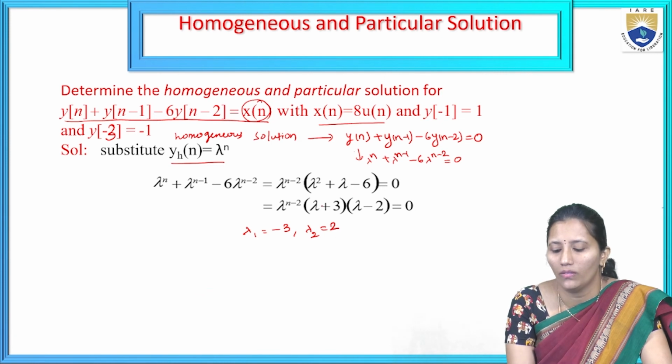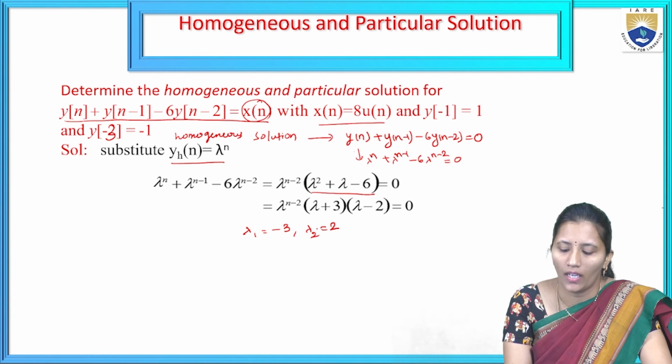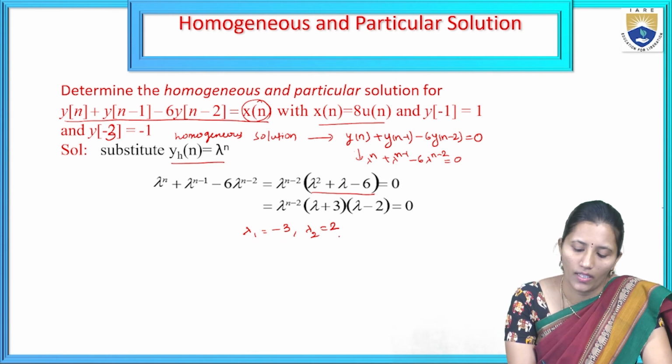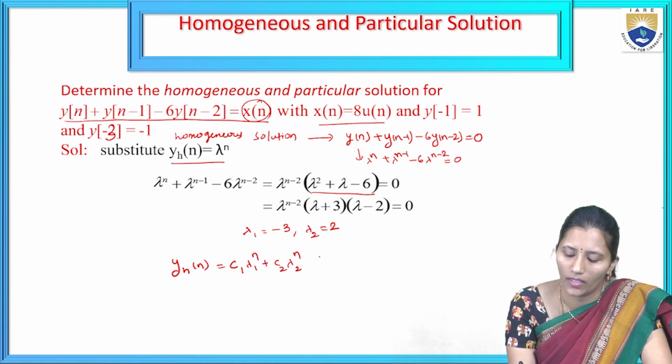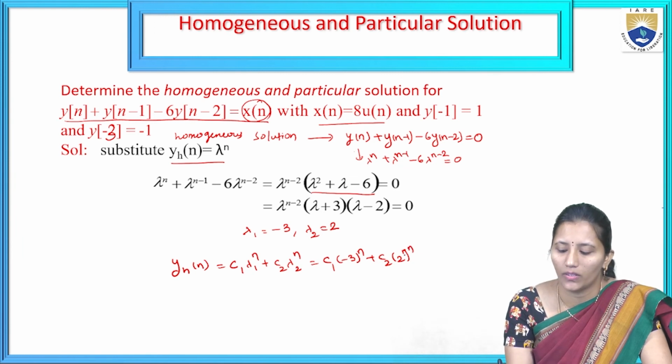We have to write the characteristic equation and find out the roots for it. It is a second order system, so we will get 2 roots for this characteristic equation: minus 3 and 2. These 2 are distinct roots. Directly we can write the homogeneous solution as C1 lambda 1 power n plus C2 lambda 2 power n, that is C1 into minus 3 whole power n plus C2 into 2 power n. This is the homogeneous solution, right?